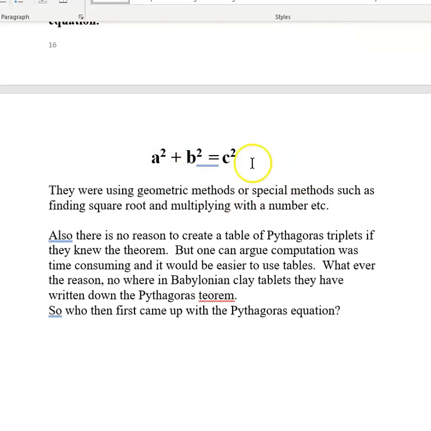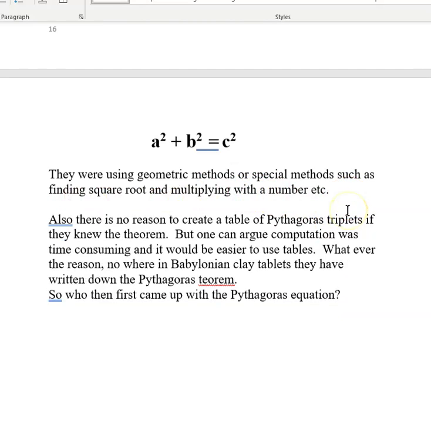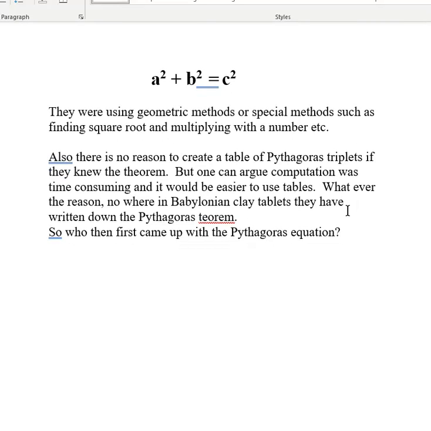I'm not convinced they knew about it. They did various other ways. They were using geometric methods or special methods such as finding square root and multiplying with a number, etc. There's no reason to create a tablet of Pythagoras triplets if they knew the theorem. But why would they need tables if they had the theorem? One can argue computation was time-consuming and it would be easier to use tablets. All these arguments can be made, but the bottom line is they did not state the theorem.